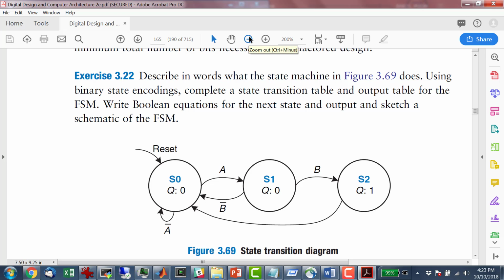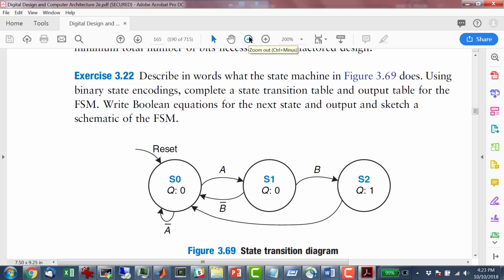Okay, if I'm in S1, which I've already assigned to 0, 1, I'm looking for B to be 1 and A to be a don't care to advance to S2, which is going to be 1, 0. Actually, I should make that 1, 1. No, 1, 0.